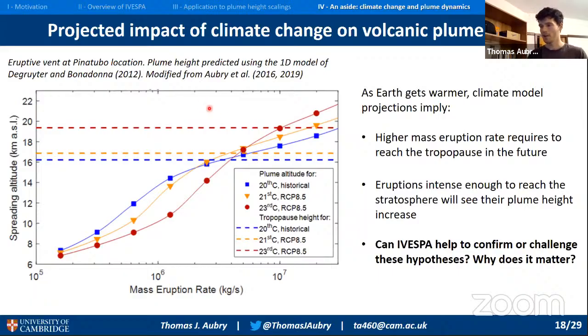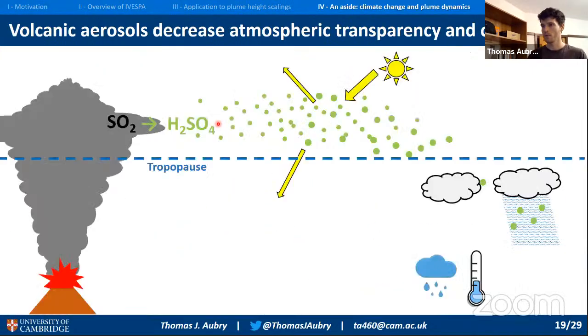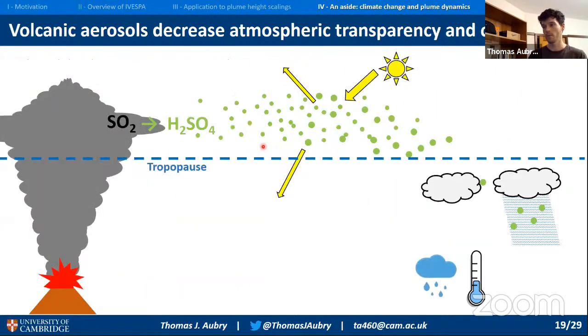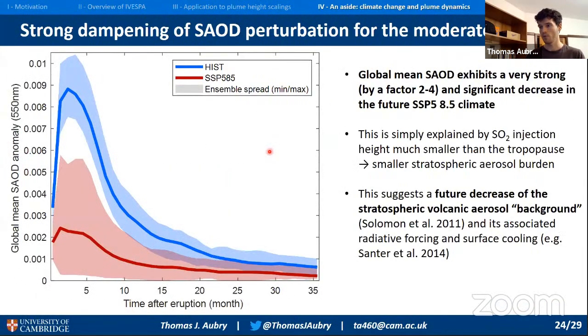Given the time, I'm going to jump over most of my remaining slides, but I just want to illustrate. If I take an eruption at a mass eruption rate of roughly 5 times 10 to the 6 kilograms per second, an eruption that nowadays would pretty much hit the tropopause exactly, what's happening to the future eruption? Why does it matter that the plume height doesn't change, but the tropopause height is rising? If you run these two cases in a climate model, I'm going to jump forward a lot.